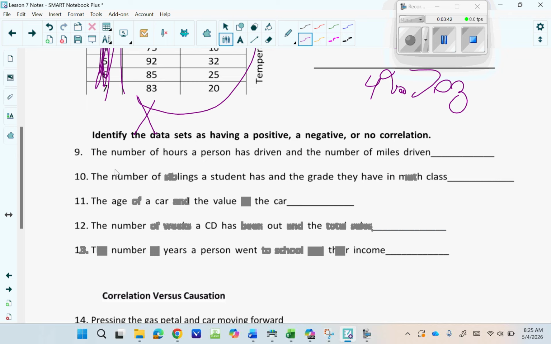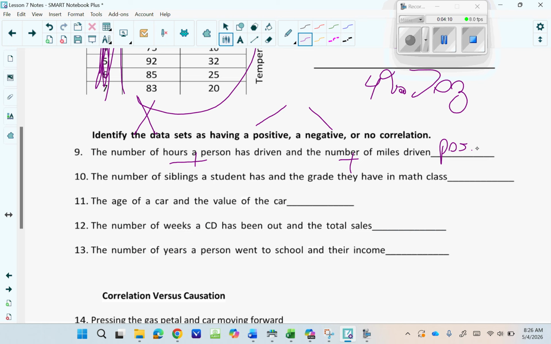Okay, so now we're going to switch gears away from Desmos, and we're just going to talk about whether something would make a positive slope line like this, a negative slope line, or whether there is really not a relationship between the two. So let's think about this. The number of hours a person has driven. As that increases, does the number of miles driven also increase? If that's true, then you're going to have a positive correlation.